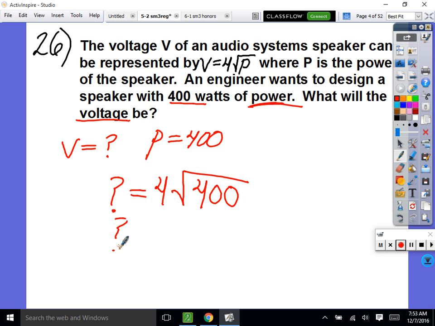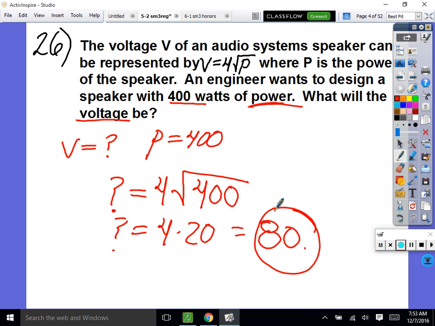So then you'll take your calculator. You always make sure you do the square root of 400, which is 20. So we have 4 times 20, which is 80. So there's our answer. Square root of 400 is 20. 4 times 20 is 80. So voltage is 80. Does everybody get it? Okay.